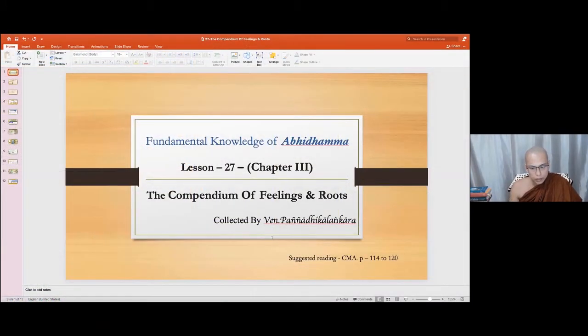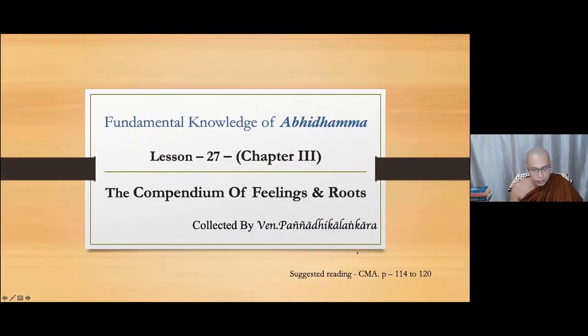Now we have finished the second chapter of Abhidhamma Sangaha, which is called Cetasika Sangaha. So now it is time to start the third chapter, Pakinaka Sangaha. In English, it is translated as the Compendium of Miscellaneous. There are different types of compendiums mentioned. In this lesson, lesson 27, we are going to focus on the compendium of feelings and roots.